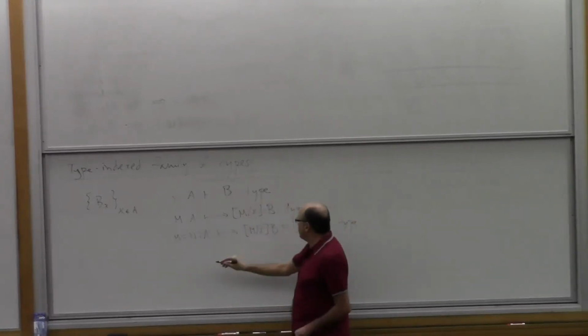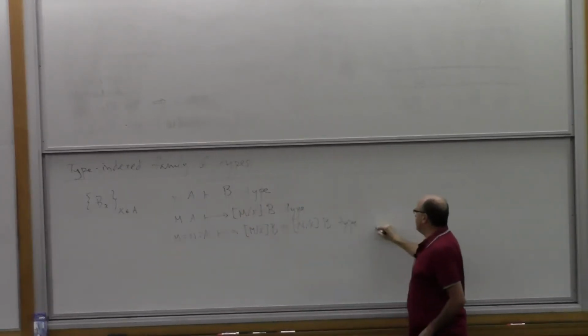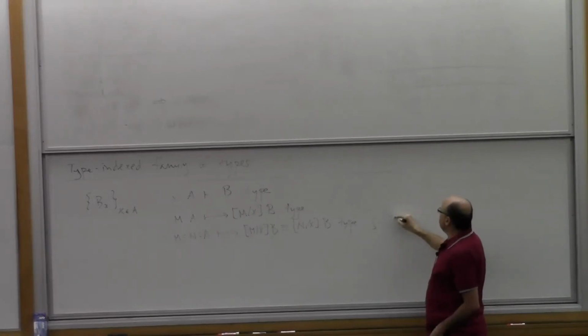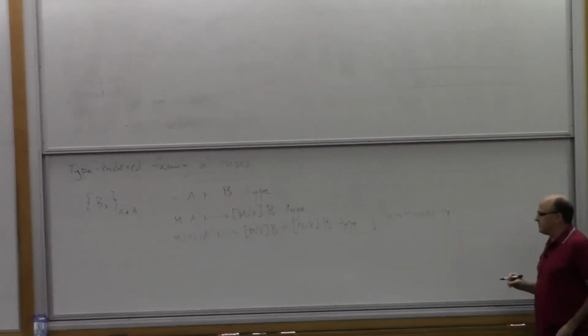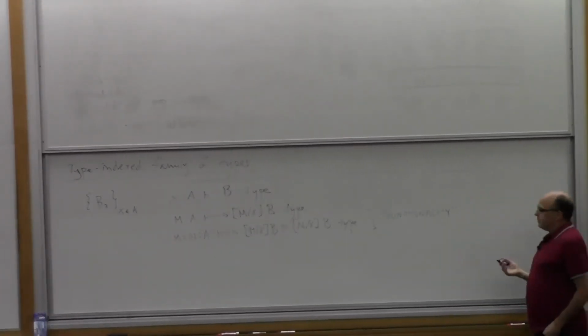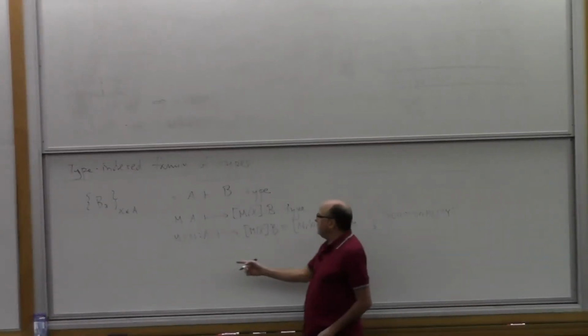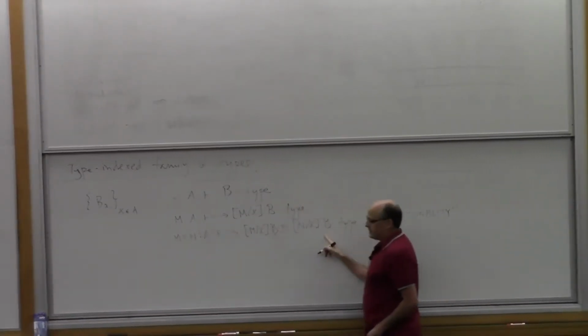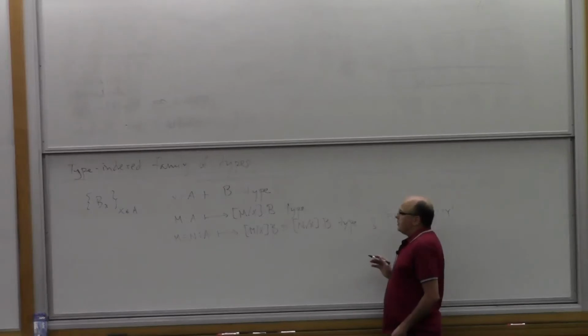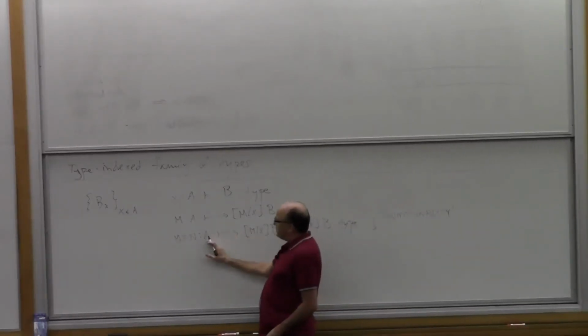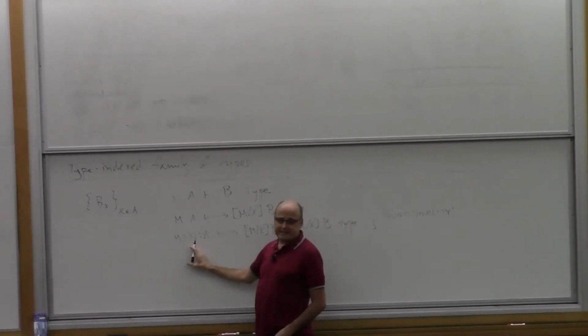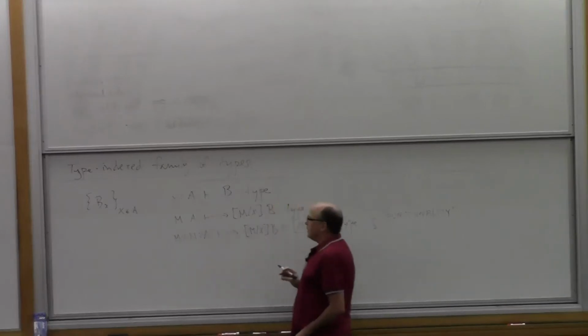And this idea of respect for equality here is called functionality. It's the idea that the relationship is functional, meaning that it sends equal arguments to equal results. Or another way of saying it is, we cannot formulate a family of types that distinguishes between definitionally equivalent indices.